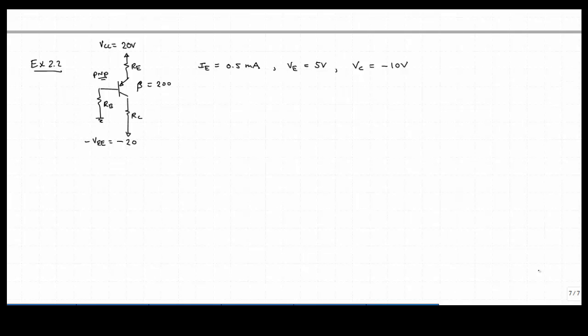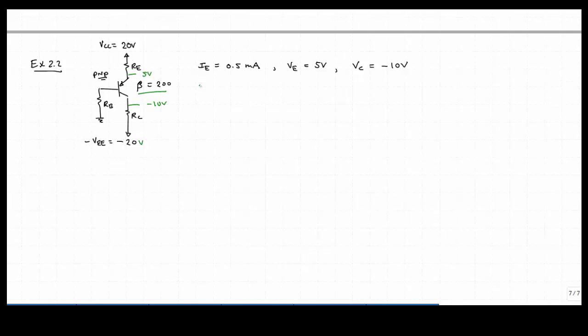Okay, now let's look at a second example. Here we have again an emitter feedback resistor biasing arrangement, but we have a PNP transistor, and we also have a bipolar arrangement. So we have a positive supply of plus 20, negative supply of minus 20 volts, and we're asked to bias up this amplifier stage to 1/2 milliamp emitter current. The transistor has a beta of 200, so we got to remember that instead of 100. We're told to have the emitter voltage to be 5 volts and the collector voltage to be at minus 10 volts. So let's begin with the easy stuff again.